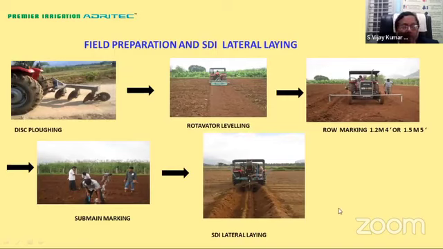This is one of our fields, and you can see first we'll have the disc plowing that is done, and then the field has to be leveled totally. And once the field has been leveled totally, then we have the row marking. So farmers typically use a PVC pipeline, and if the row spacing is 1.2 meters to 1 meter, you can have the marking very neatly done. And once the marking is done, then the submain has to be marked out. After that, you will have the attachment to the tractor, and the subsurface drip irrigation lateral is laid out into the soil. I will show you that machine in the next slide.